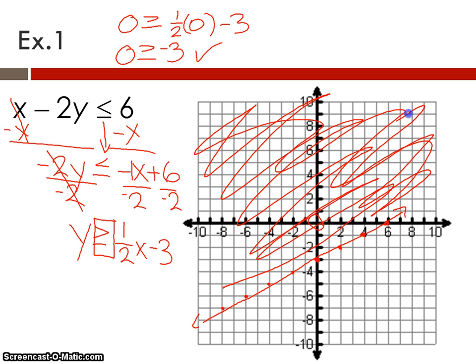And so what this means is that this region that I just shaded in, all of those points are the solutions to this particular inequality, meaning that all of those points will meet the requirements to make that a true statement.